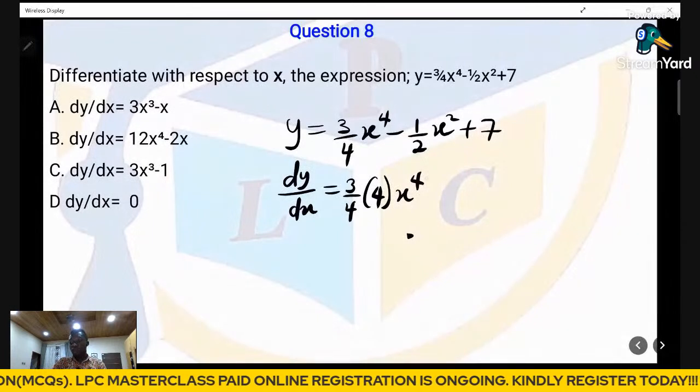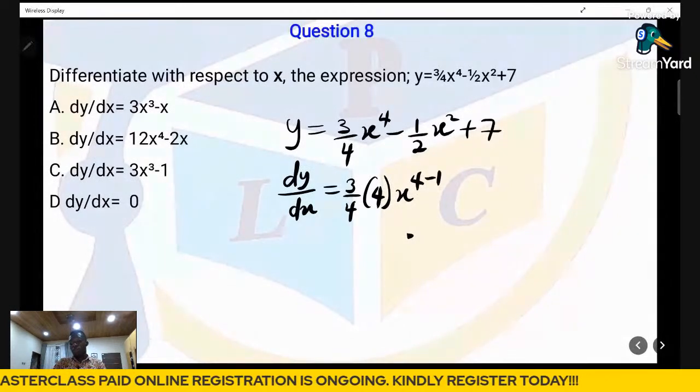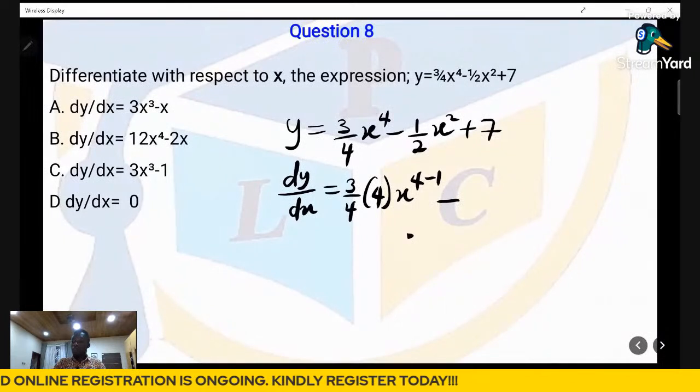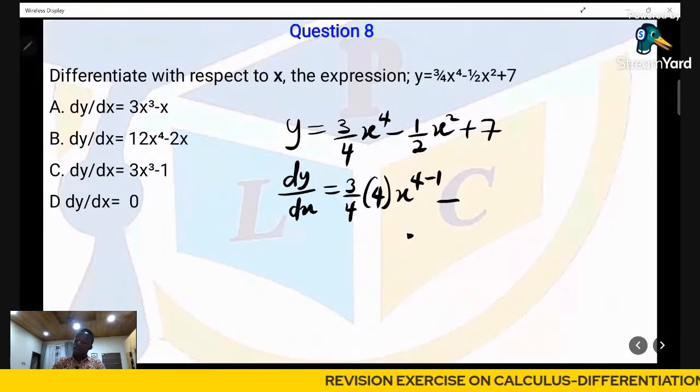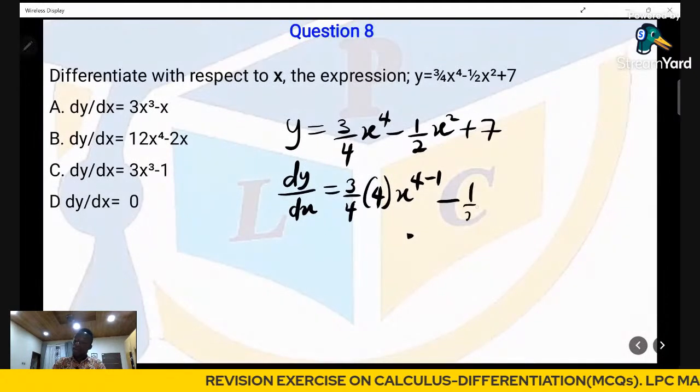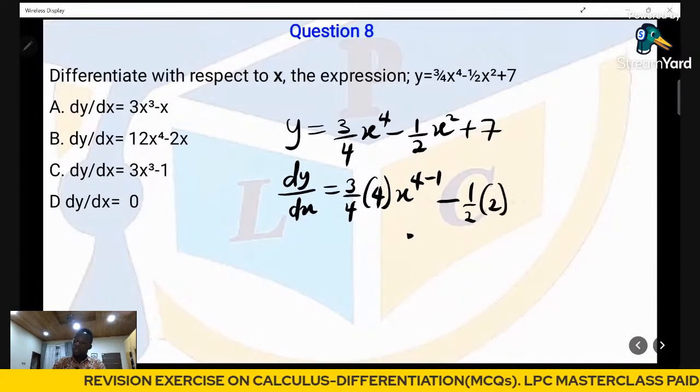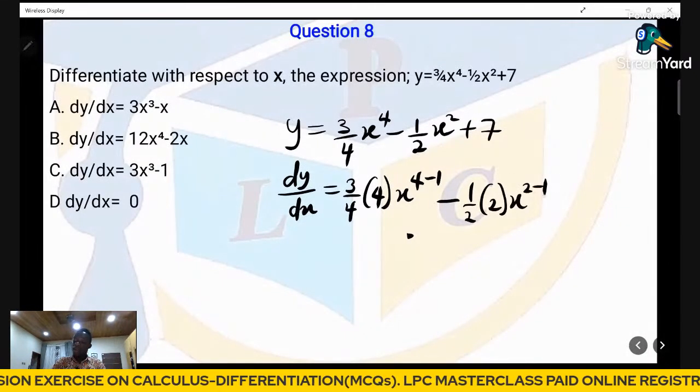After that, you subtract 1 from the 4. Then you move on to the next variable, which is 1 over 2 x squared. So the 2 will multiply the coefficient 1 over 2, and you subtract 1 from the power. So you have negative 1 over 2 multiplied by 2, and repeat x squared minus 1.